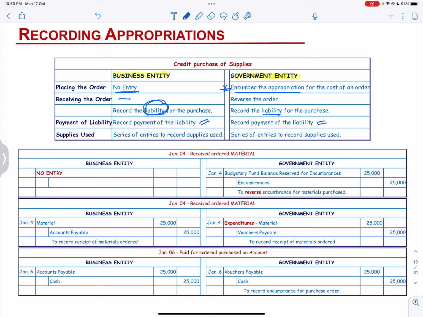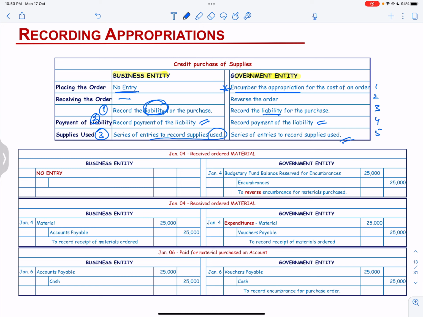And then there will be a series of entries to record supplies used, and this is going to be both in the case of a business entity and a government entity. So what we can see is that there will be 3 transactions depending upon how much is used in a business entity, while we are going to have 1, 2, 3, 4, 5 entries in the case of a government entity.